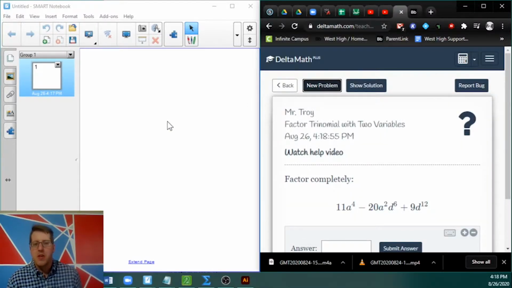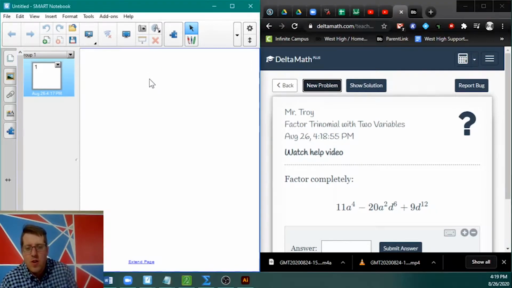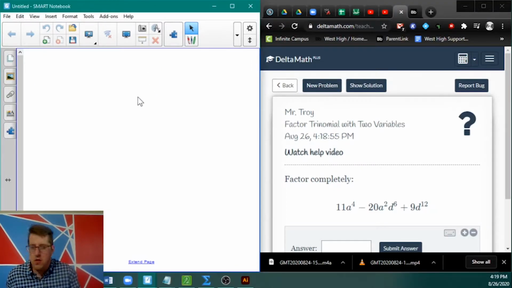Oh, it had to be a big number. Okay, so this is probably a little bit more challenging than what you would see. I'm factoring with two variables. So I notice that 11 is prime. So, I guess I should write out the problem, shouldn't I? That gives me time to think.